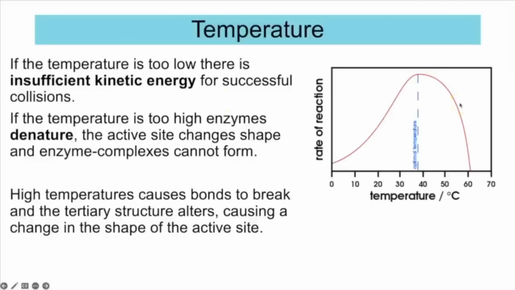However, at higher temperatures there is now so much kinetic energy it can start to cause lots of additional movement, and those high temperatures will start to break the bonds in the tertiary structure. So for example, the hydrogen bonds are going to be breaking. That causes the 3D shape to unfold, and you lose that unique shape active site.